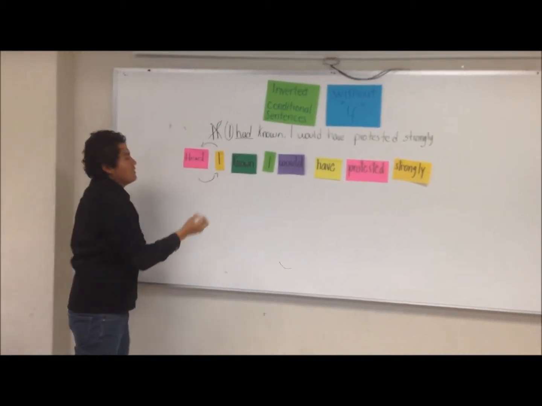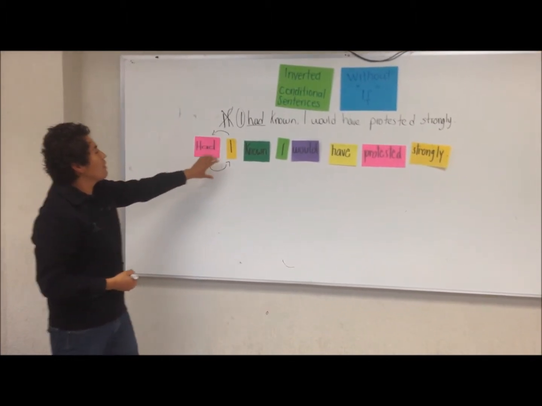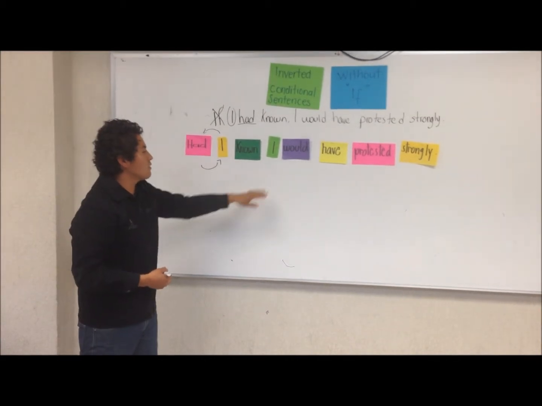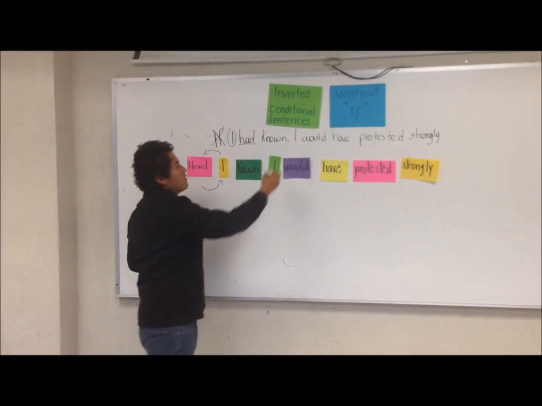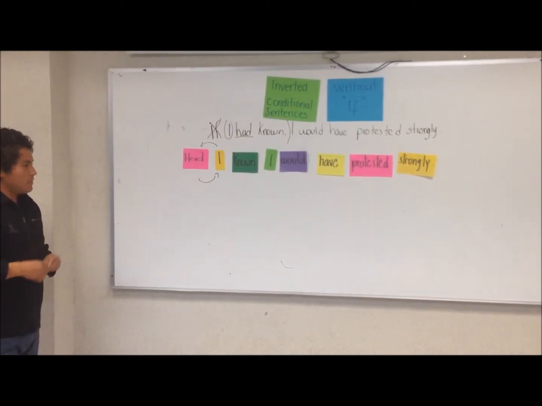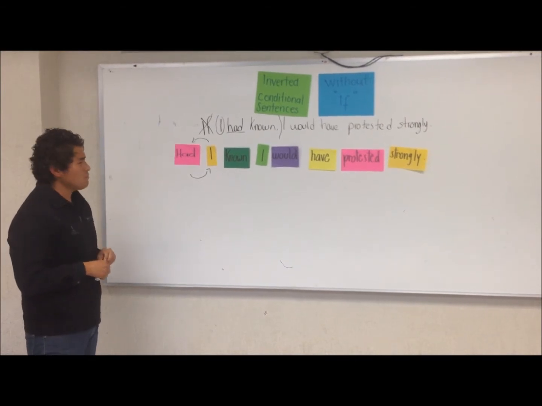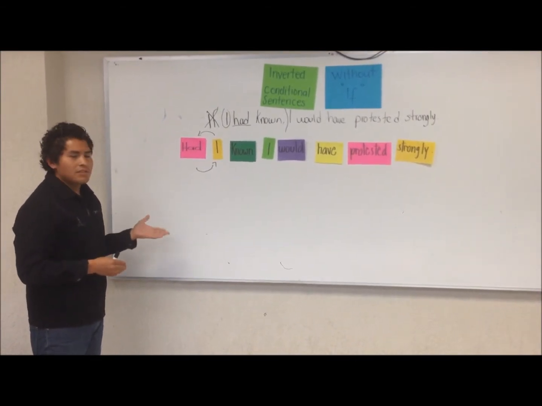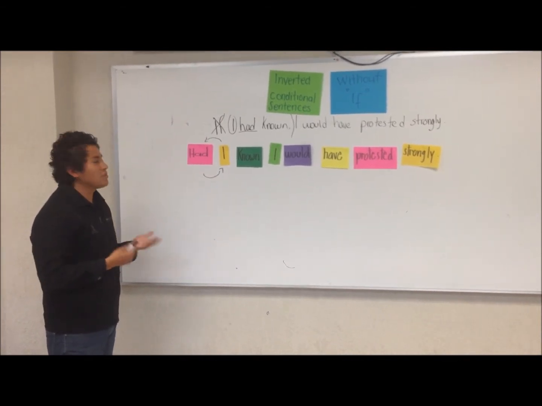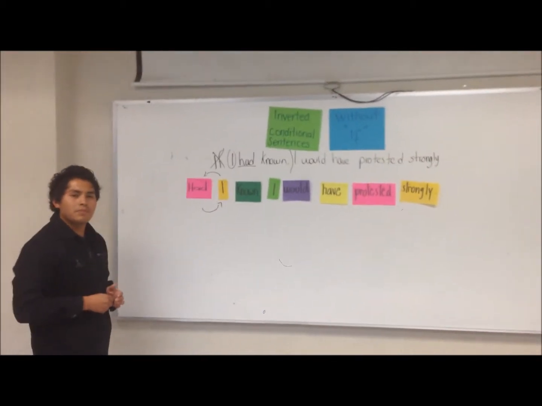We start the sentence with our auxiliary, which is had. Had, our subject, and then now I will have protest strongly. So always forget about this part and focus on the first one. Yes, as you notice, these inverted conditional sentences are to make emphasis on what we want to say, and it's also mainly used in formal speech.